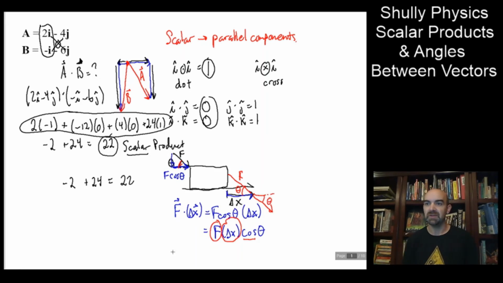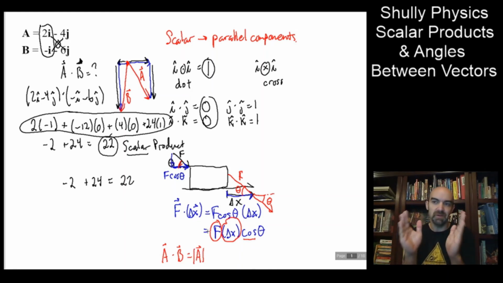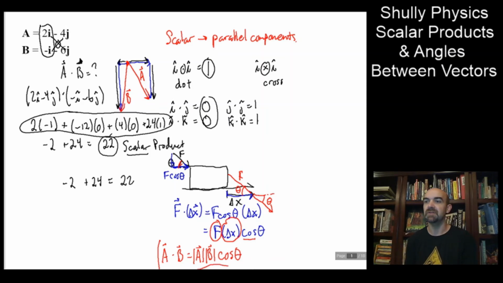So to define all this, I'm going to put it nice and big at the bottom. If we take A dot B, we would get the magnitude of A. And in vector notation, if you put these bars around a vector, it means the magnitude of. It's kind of like the absolute value, if you want to think about it like that. So the magnitude of vector A times the magnitude of vector B times the cosine of the angle between them. And that is a definition of a dot product.